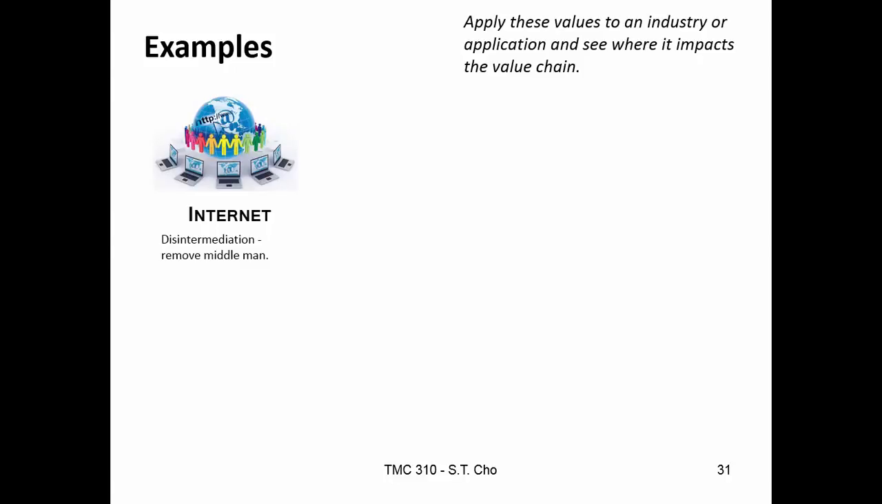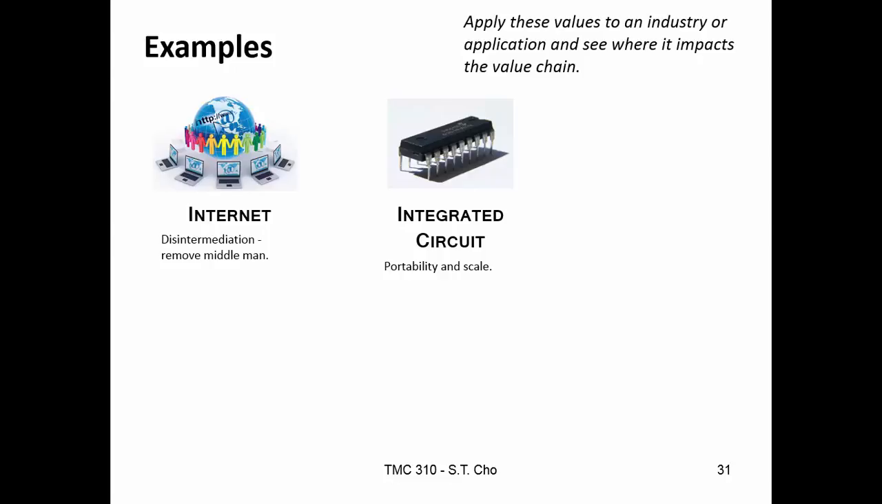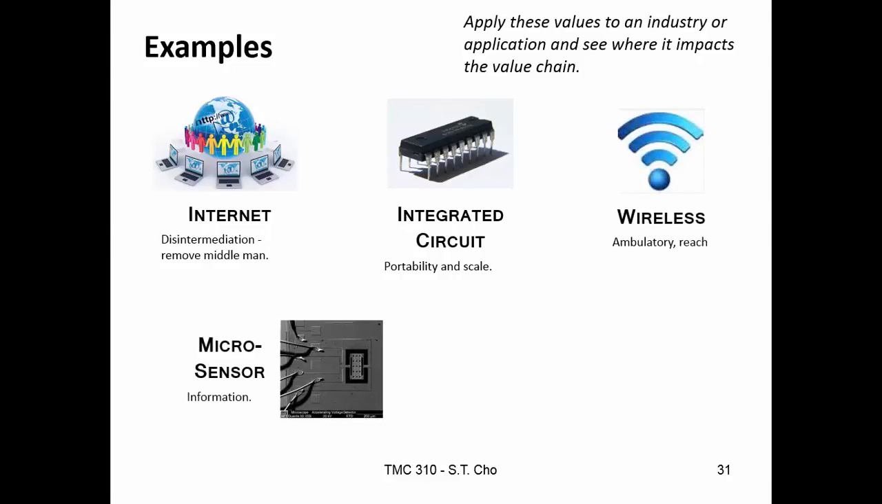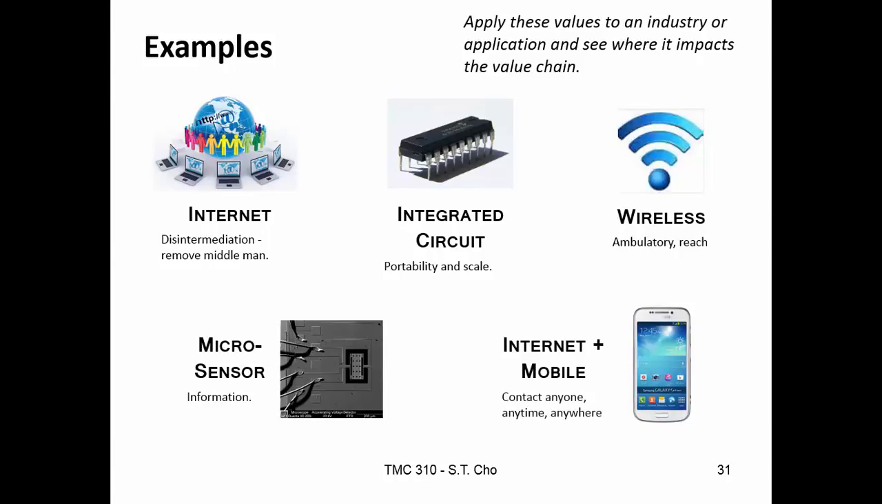In terms of how the value chain is impacted by technology and what technology implicates, what the internet did is actually remove the middleman. Instead of needing middlemen, the internet can do that. The integrated circuit creates a new value in terms of portability and scale. Wireless gives you reach. The microsensor gives you information. And internet mobile means I can contact anyone, anytime, anywhere.